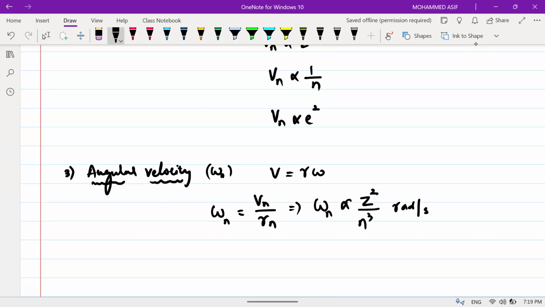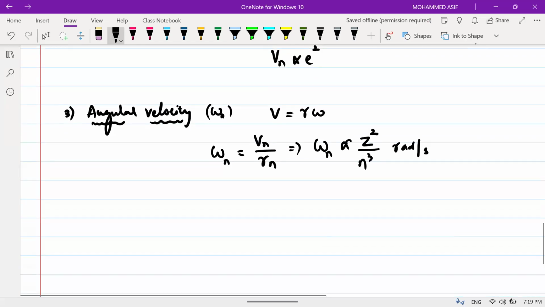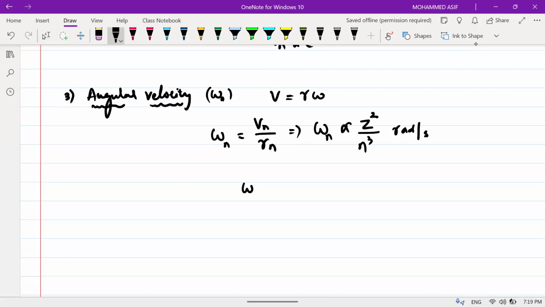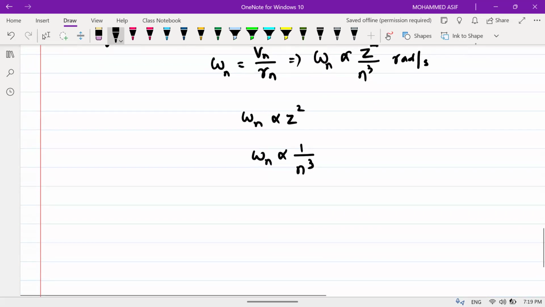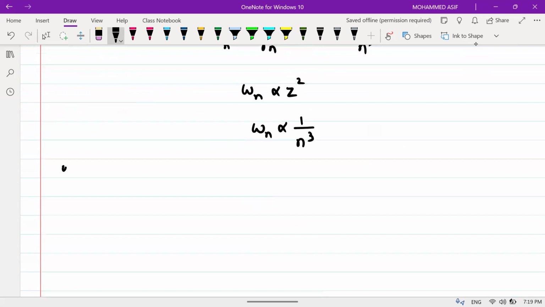Very important, very, very important, isn't it? So omega n is directly proportional to Z square and inversely proportional to your n cube. That value you need to remember. Omega n is directly proportional to Z square. Angular velocity is inversely proportional to your n cube. Okay. Then once I know the omega, I can calculate the time period.